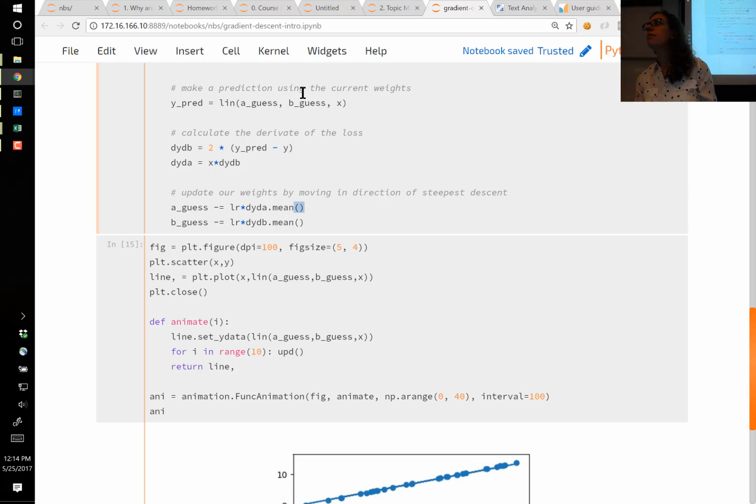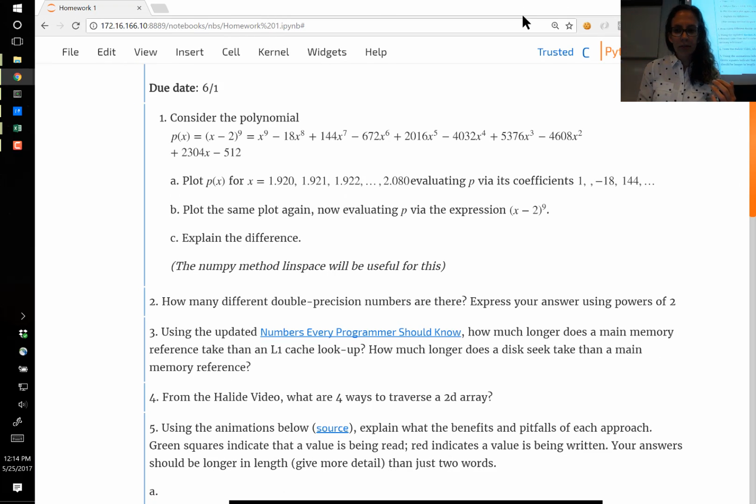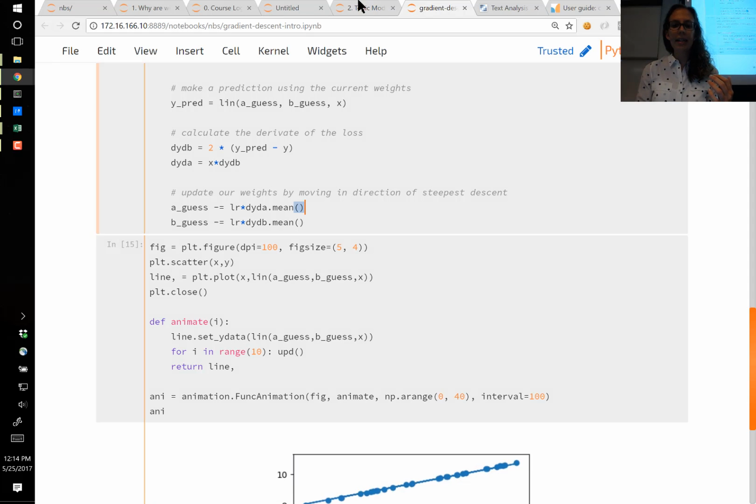Any questions? Okay, so this is standard gradient descent. There was, whoops, nothing stochastic about that.